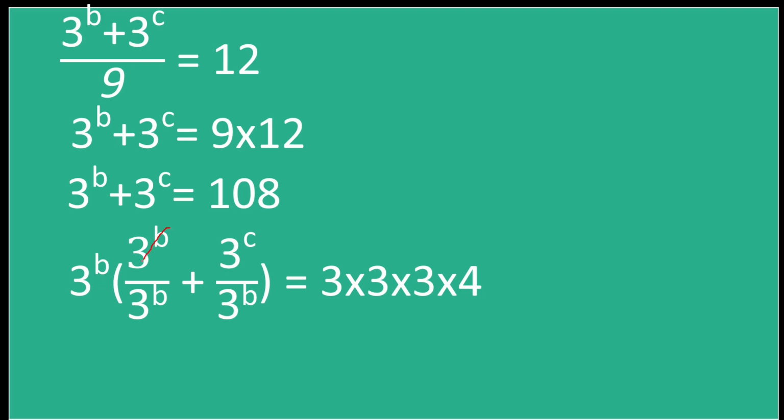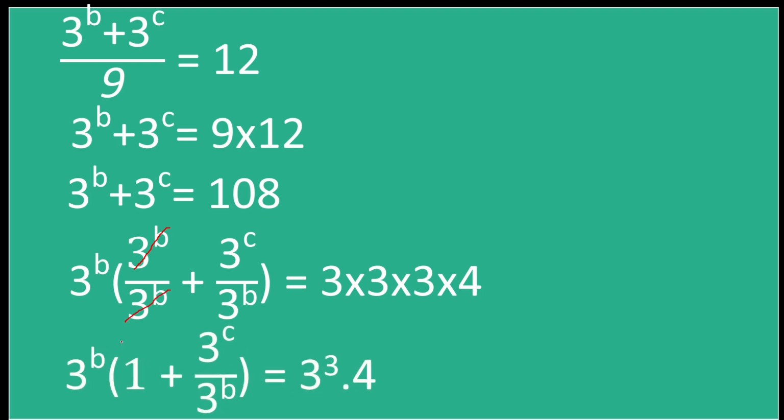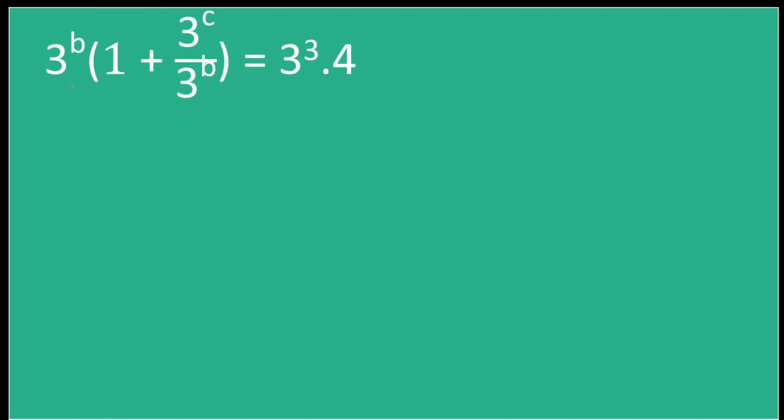So after multiplying and dividing by 3^b, the equation will become like this. Here this 3^b will cancel this 3^b, and then we will have 3^b times (1 plus 3^c divided by 3^b), and we will split this 108 into 3 times 3 times 3 times 4. So why have we split this in base 3? Because we want to compare this value with this 3^b again. So now we can compare this 3^b with 3 cubed, and this value with this 4.